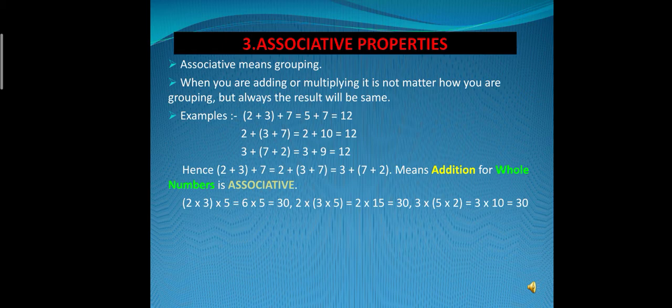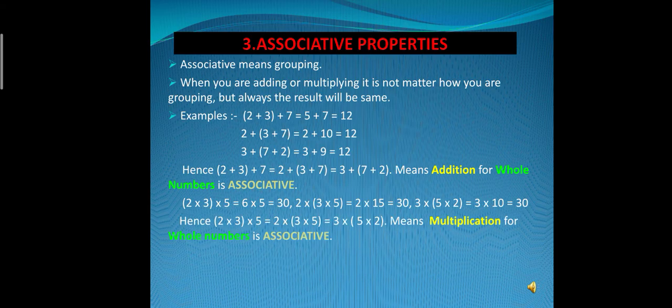In case of multiplication, (2 × 3) × 5 = 6 × 5 = 30. In another order, 2 × (3 × 5) = 2 × 15 = 30. In another order, 3 × (5 × 2) = 3 × 10 = 30. Hence, (2 × 3) × 5 = 2 × (3 × 5) = 3 × (5 × 2), which means multiplication for whole numbers is associative. But remember, subtraction and division are not associative for whole numbers.